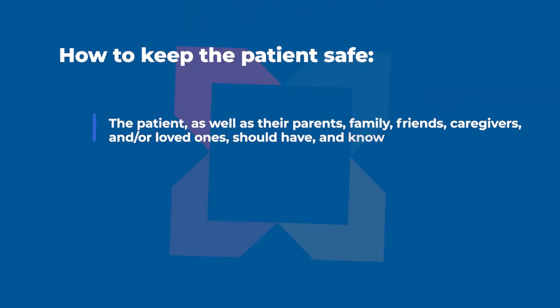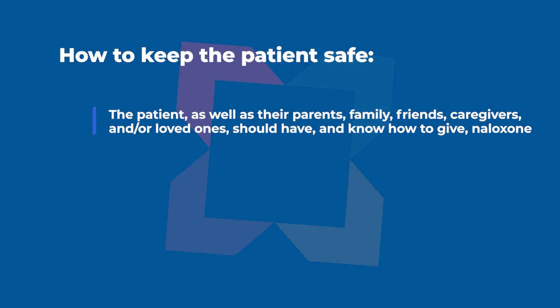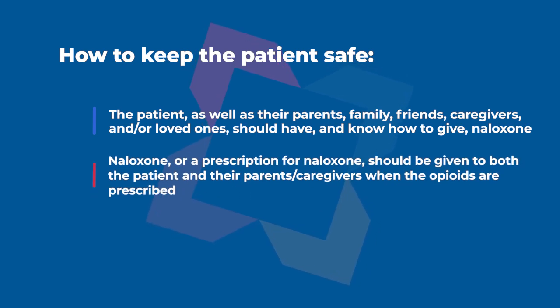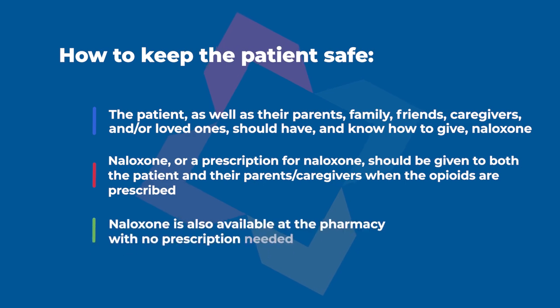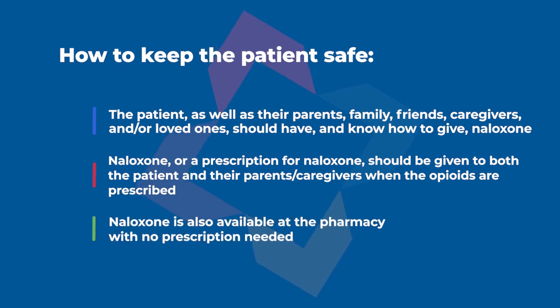So to ensure that the patient's staying safe, the patient themselves, their family members, significant others, and their friends should have naloxone on hand and should be trained in its use in case of an overdose. Now, for all patients taking opioids, their healthcare provider should provide naloxone or a prescription for naloxone for both the patient and their family members. Naloxone is available without a prescription through the pharmacy.